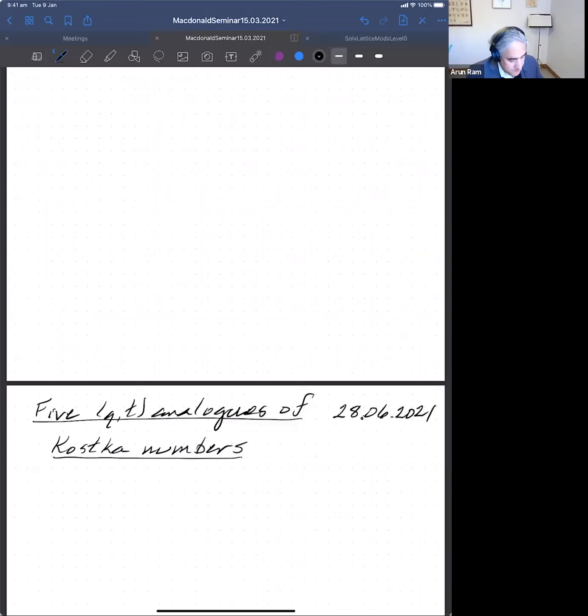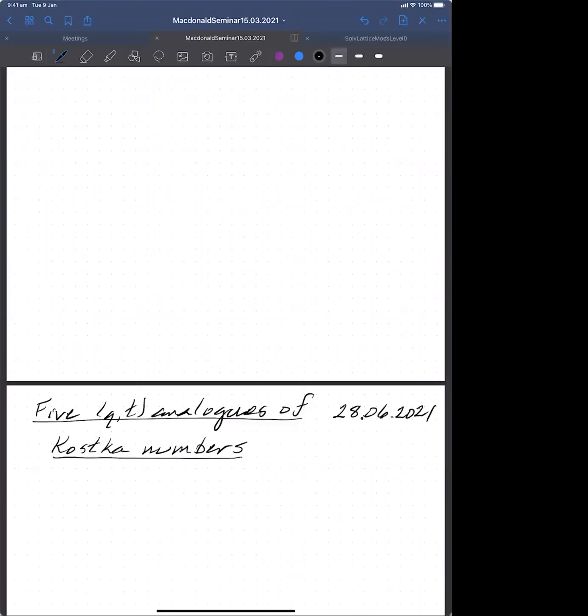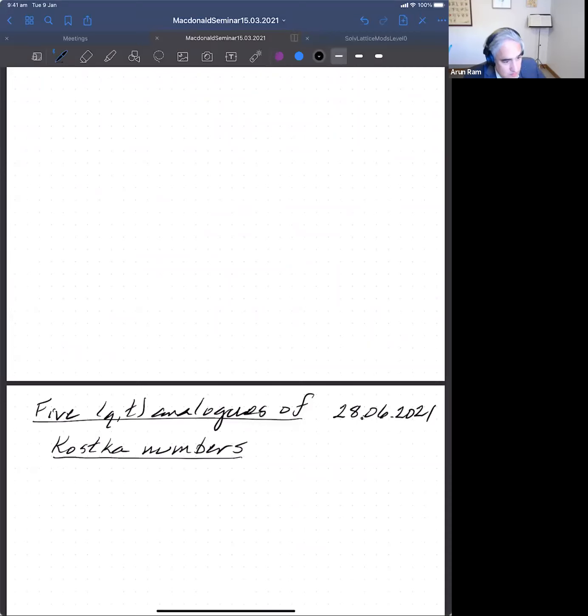All right, I'll start then on this. Analogues of Koska numbers. I think it's just completely amazing, actually, that there are so many analogues of Koska numbers, and I think we need to work and figure out what is the real relation between them. I don't know. But let me explain the Koska numbers.